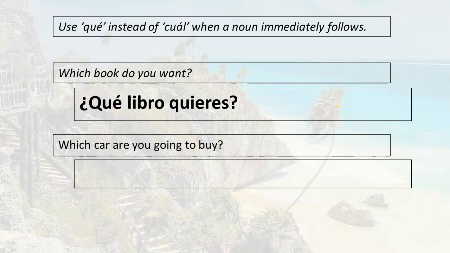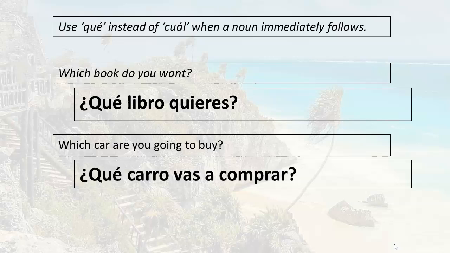Let's try another one. Which car are you going to buy? Which car? So let's use the word carro. If you want to say which car, instead of saying ¿cuál carro? We would say ¿qué carro? ¿Qué carro vas a comprar? Which car are you going to buy?